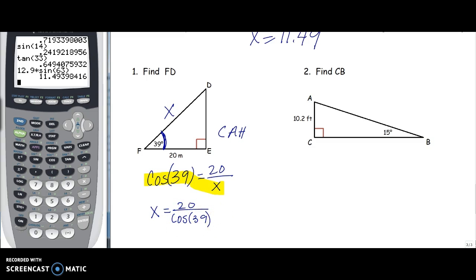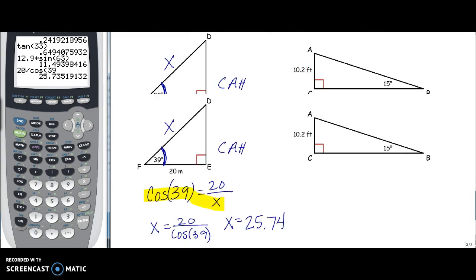Okay, so in your calculators, you would type 20 divided by the cosine of 39. It doesn't want to go. It's thinking. You're going to have an answer before me. Hit enter. So x equals 25.74.